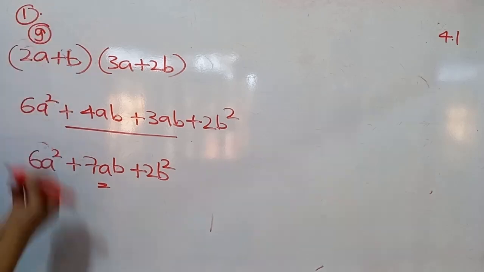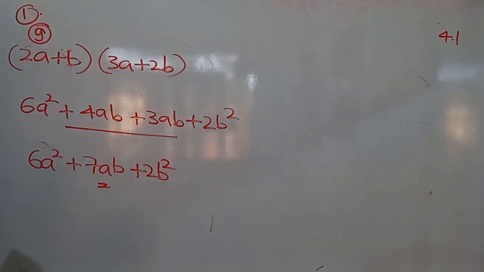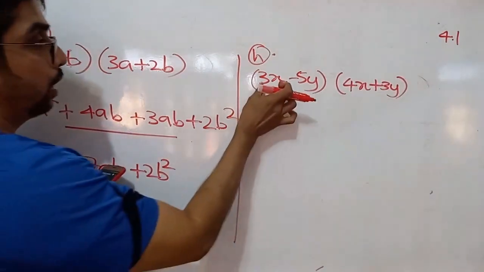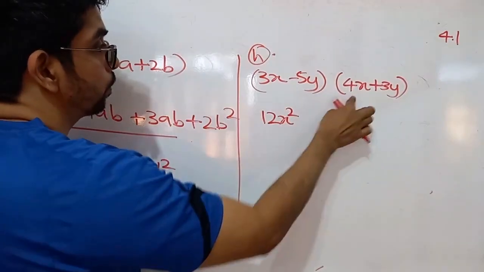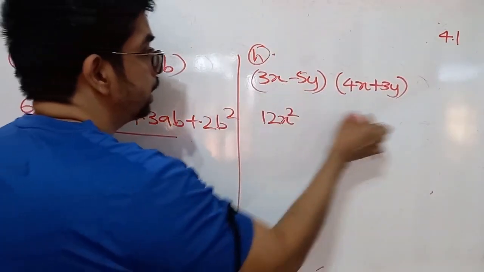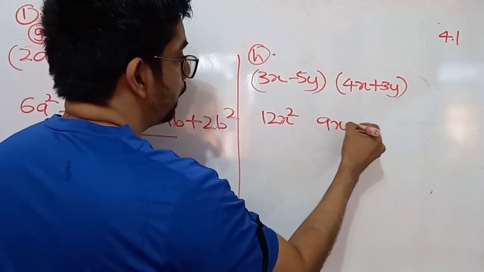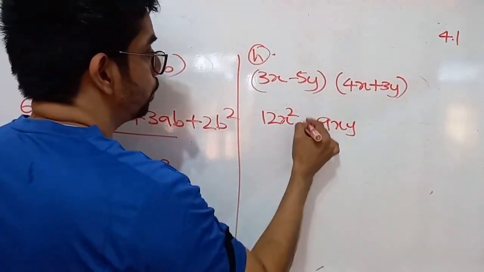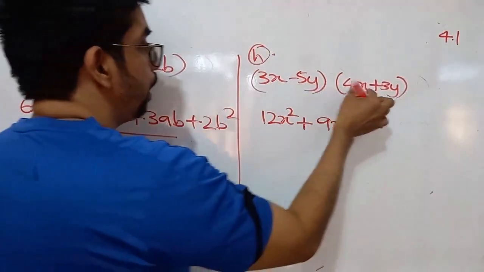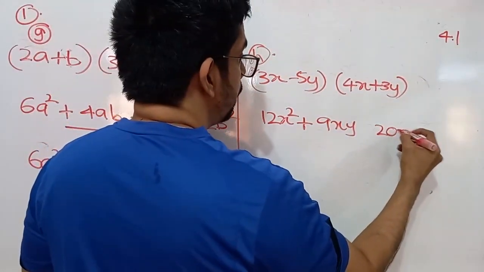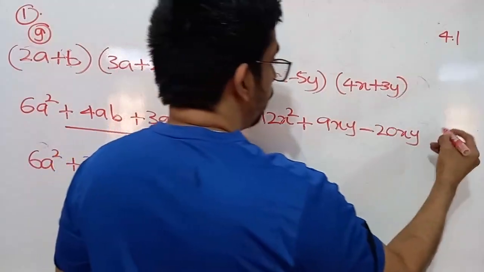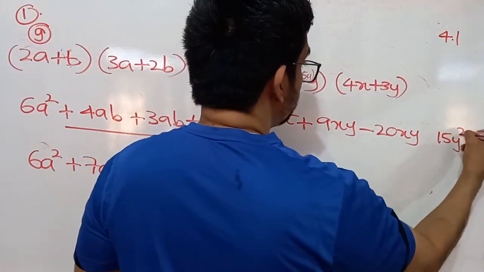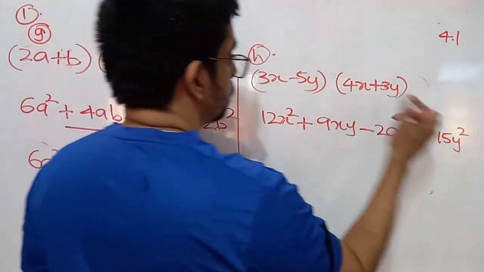This is G, part 1. Question number 1, part G. 3x into 4x, that is 12x squared. Positive into positive, that is positive. 3x into 3y, that is 9xy. Positive into positive, that is positive. 5y, 4x, that is 20xy. So here we have a negative. 5y, 3y, we have 15y squared. Also that is what? Negative.